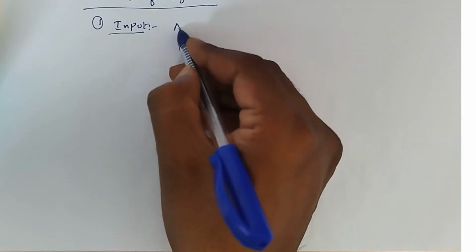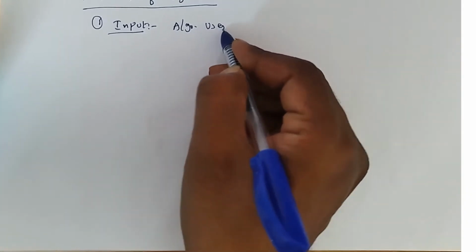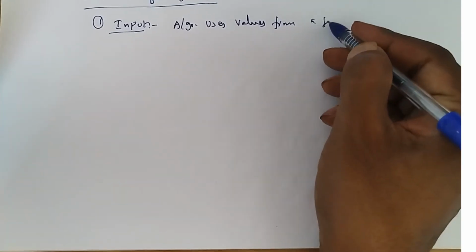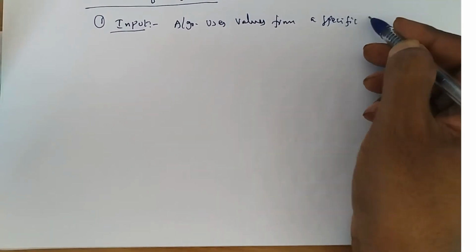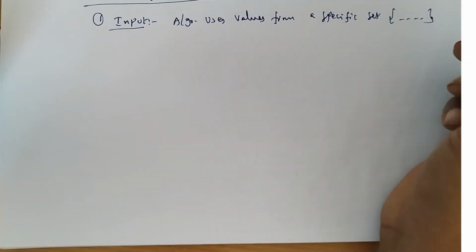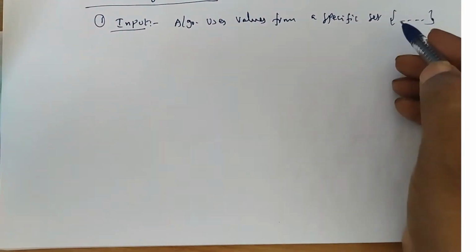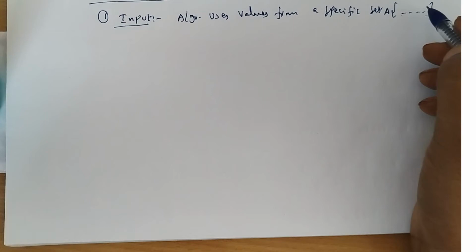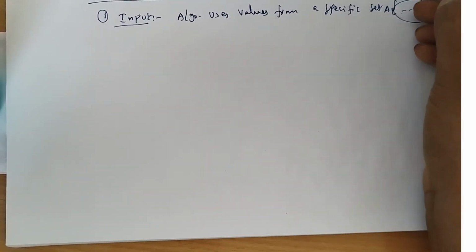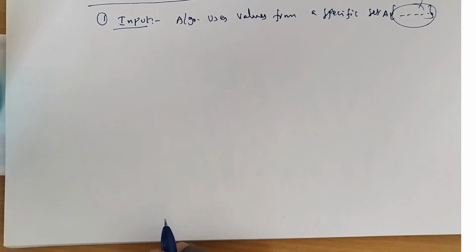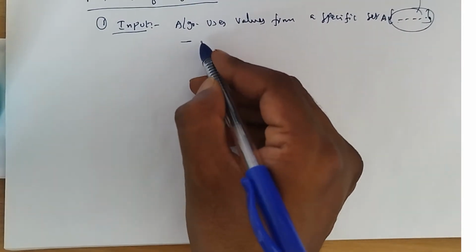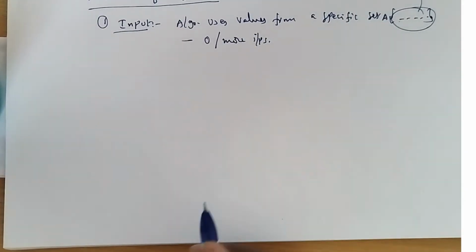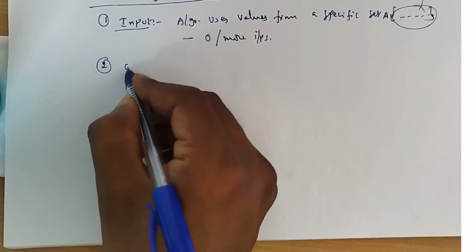Here the algorithm uses values from a specific set. For example, it is a set A. Here, A contains some values. If the algorithm uses these values, this is the input of the algorithm. Every algorithm must contain zero or more inputs. Next property is output.